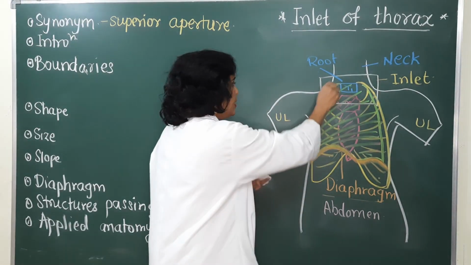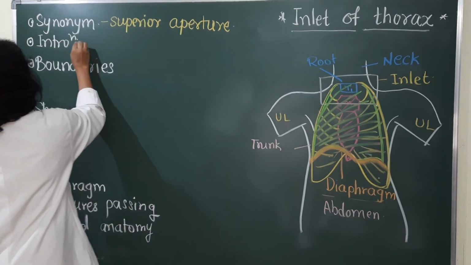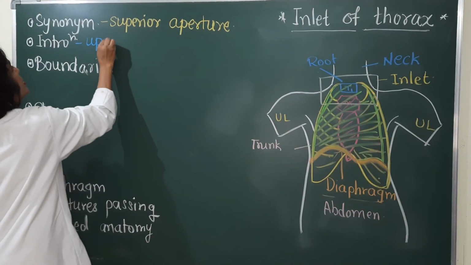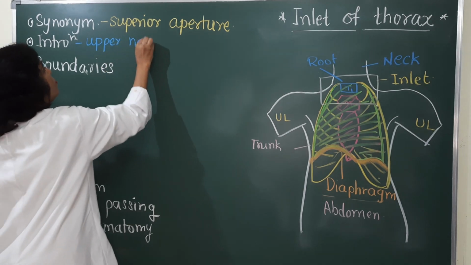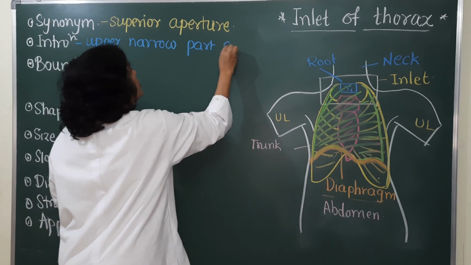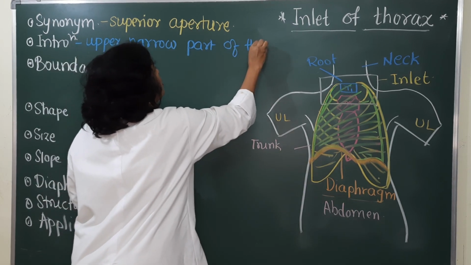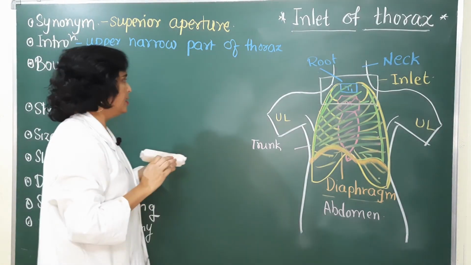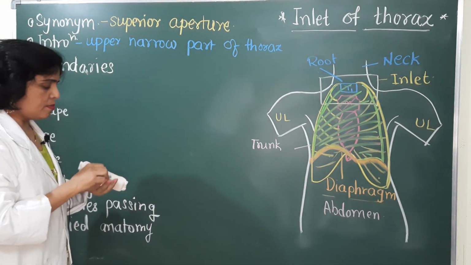So in the introduction, you will be writing this: it is the upper narrow part of thorax through which the thoracic cavity communicates with the root of neck. Now coming to the boundaries.